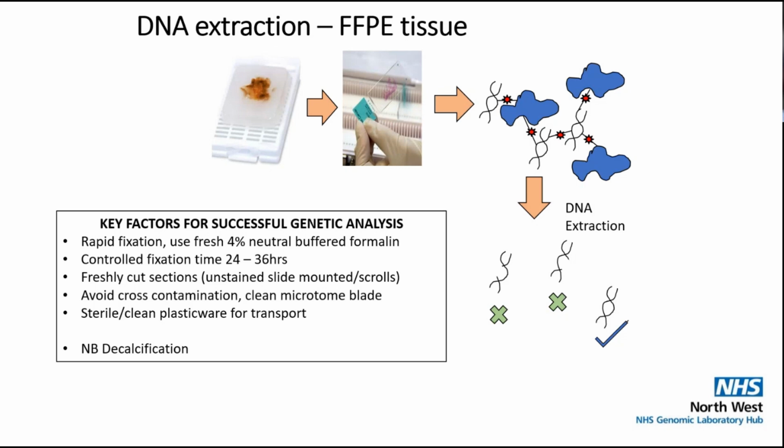We want to do our analysis preferably on freshly cut sections. So every time there is a request, we'd ideally want to go back to the block and cut some fresh sections for DNA extraction. We need to avoid cross-contamination. We're working at very low limits of detection, trying to detect often very low levels of mutation within a background of either normal cells or low amounts of tumour clones. And so we will pick up if there's cross-contamination with other tissue from other blocks or other patients, which has the potential to lead to incorrect results.